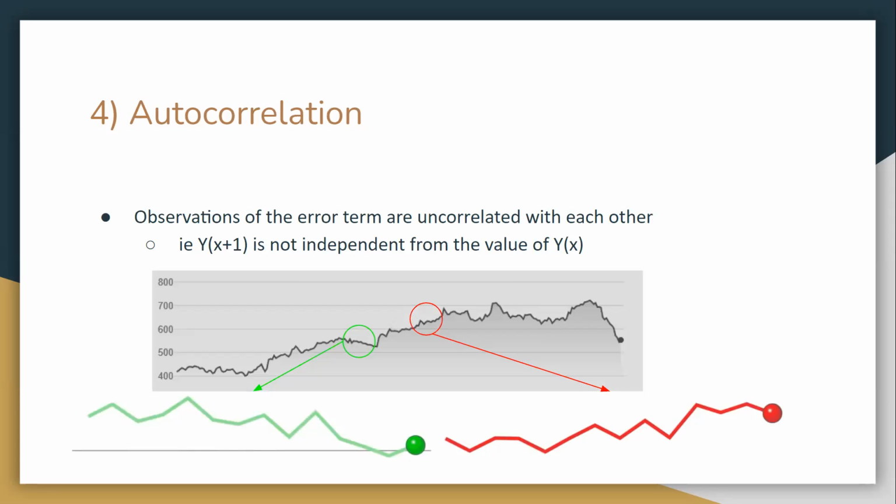When it comes to autocorrelation, I've again taken the stock market data, over I think a span of a year, as the example I wanted to use to explain this term. What does autocorrelation mean? It means that the observations of all the error terms are totally independent of each other.